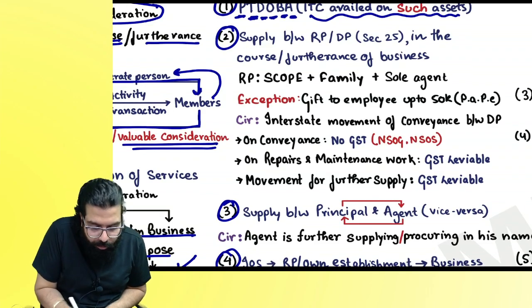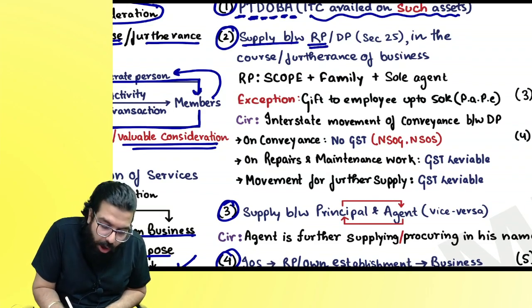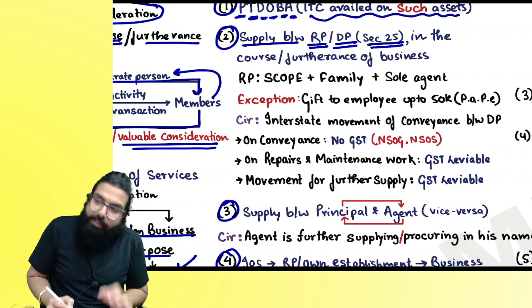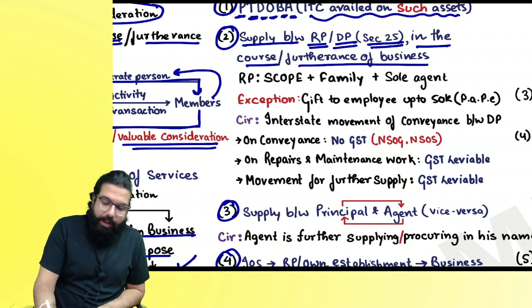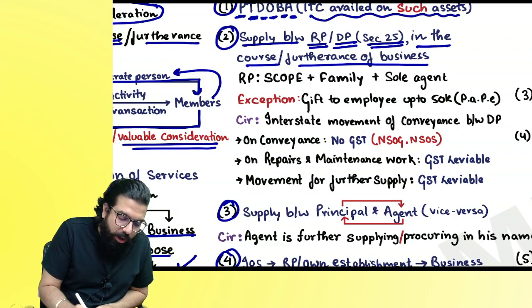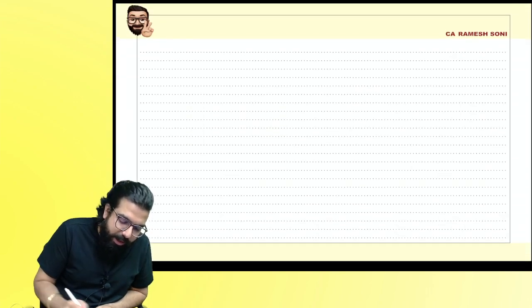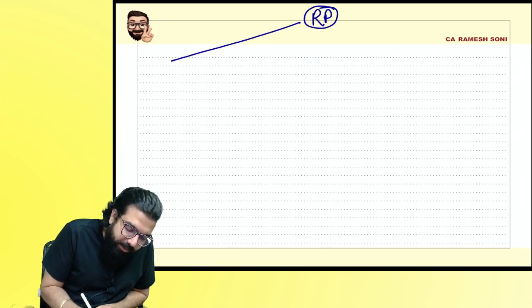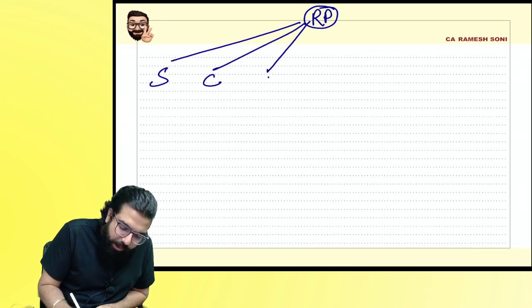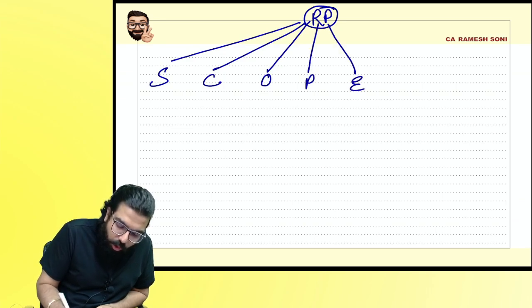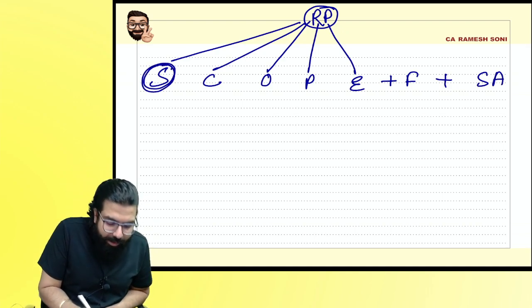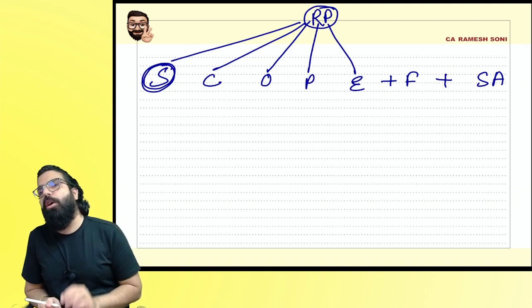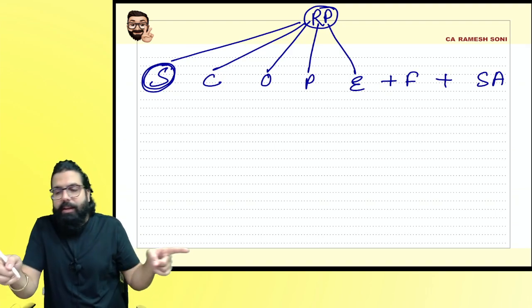Then supply between related persons or distinct persons as per Section 25, in the course or furtherance of business. Can you tell me, everyone, what do you mean by related person over here? Related person means SCOPE: SCOPE plus family plus sole agent. What do you mean by S? S means shares or stock, at least how much? 25% in both of them.